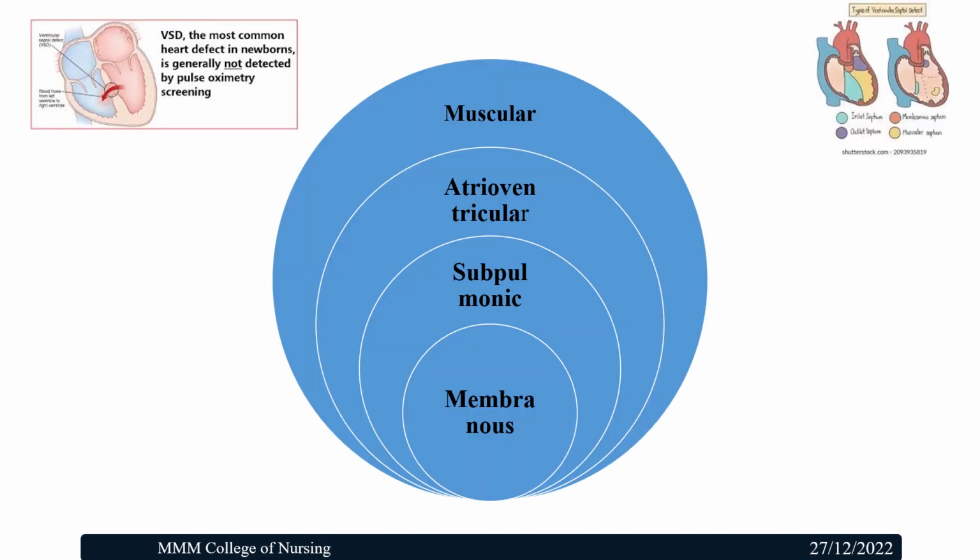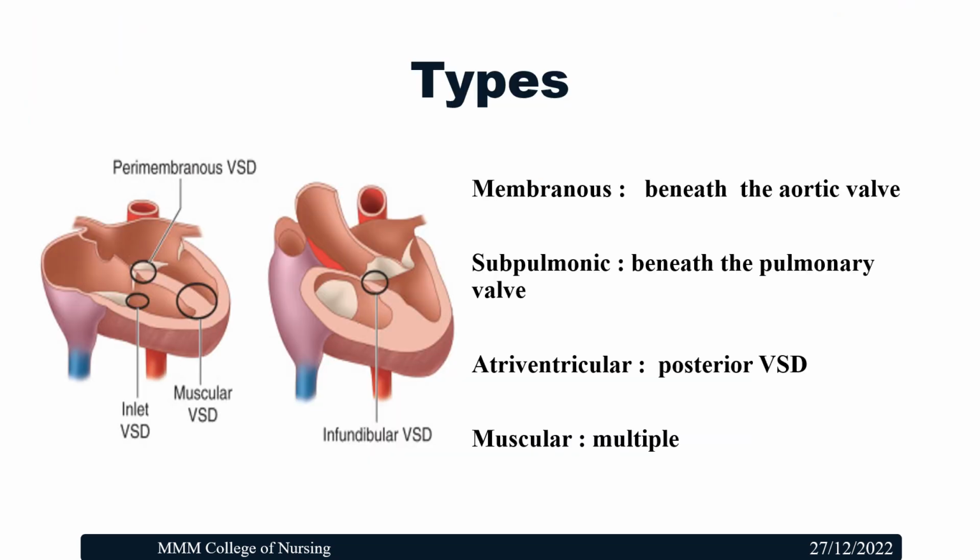Types: there are four types: membranous, subpulmonic, atrioventricular and muscular. The first one is membranous. It is beneath the aortic valve. Next, subpulmonic. You can see in the picture. It is beneath the pulmonic valve.